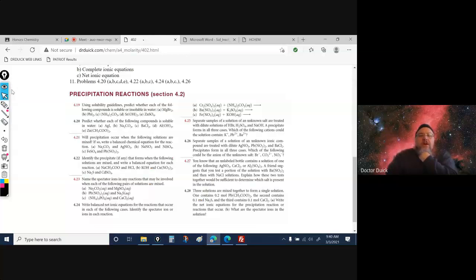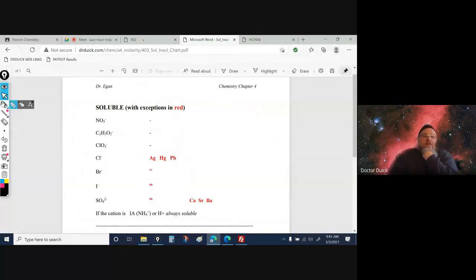How about this one, PbI2? Well, let's look at that. So we have Pb. I'm going to write down the thing. PbI2. This is my exception. He's in red. He's normally soluble, but he's not now. So this would be a solid, okay? Just kind of looking at what we have here.